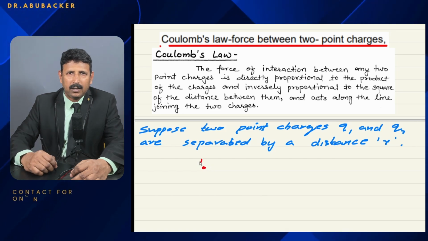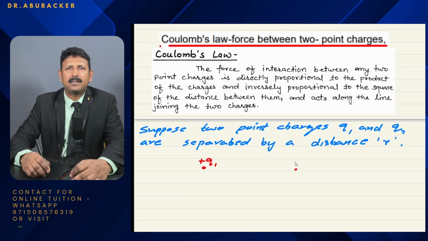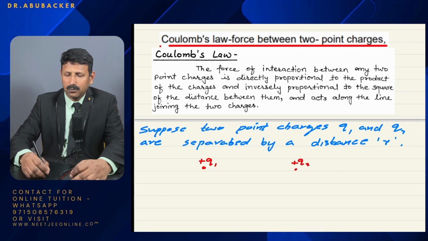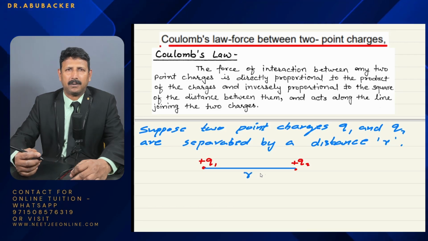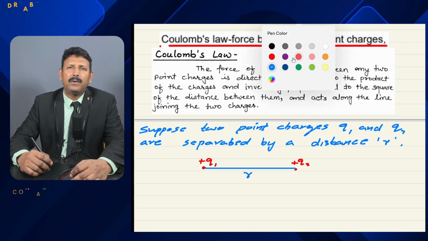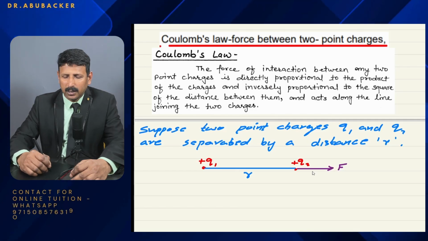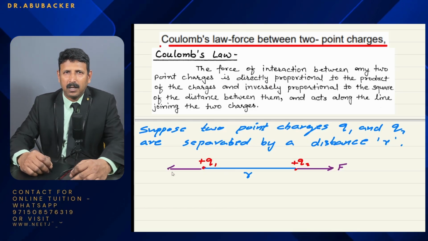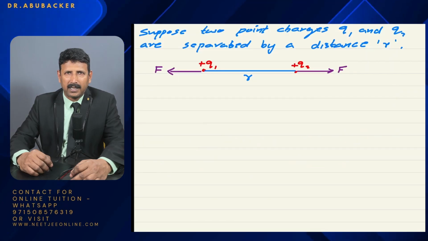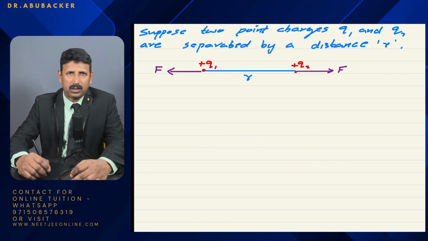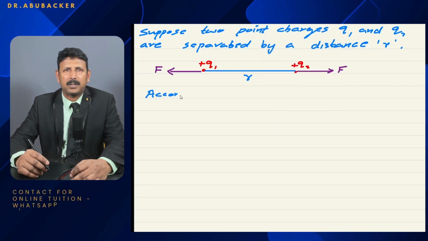We can draw that one. So plus Q is the first charge. After some distance, we can mark another plus Q. So Q1, Q2 we can mark, separated by a distance R. Now before we go to the statement, we can mark the force between them. Because both have positive charge, you can expect repulsion between them. That is the reason I marked F away from both charges, because both charges have the same sign.